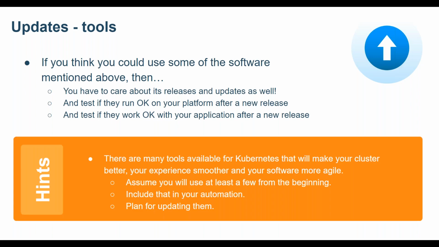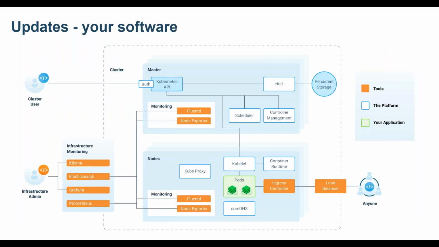So about tools, those hints are not that specific because again, this depends on your use case, but assume that you will use at least a few tools from the very beginning, and include that in your automation and in your updating plan. So remember the three main layers: the cluster, the Kubernetes software, the tools that you chose for your specific use case, and then your application. You have to manage your updates on each of these layers, and you need to make sure that all of these layers work great together.